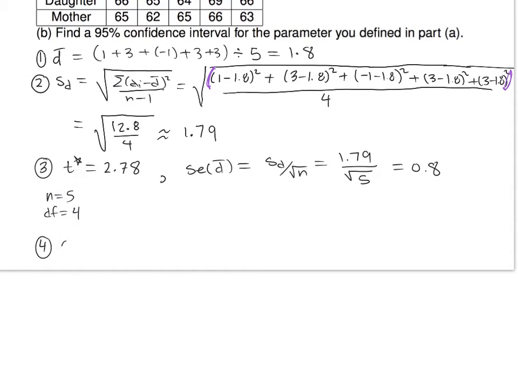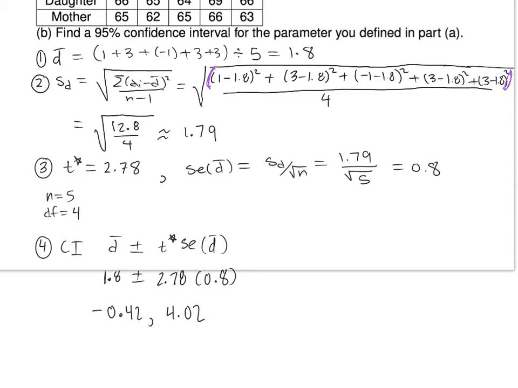Okay, then your confidence interval: D bar plus or minus T star times the standard error of D bar. Which is 1.8 plus or minus 2.78 times 0.8. I got negative 0.42 on the bottom end, did you? And then I got 4.02 on the upper end. Okay.